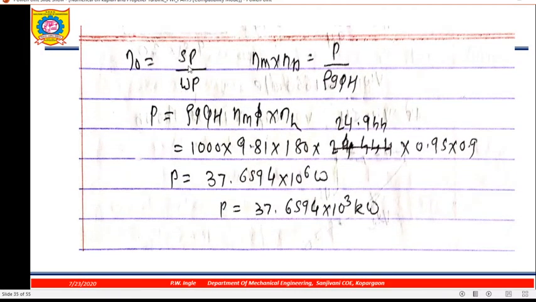Now overall efficiency is what? Shaft power upon water power, that is mechanical efficiency into hydraulic efficiency equal to P upon rho G QH. So P equal to rho G QH into mechanical efficiency into hydraulic efficiency. So the power you are getting is 37.6594 into 10 to the power 3 kilowatt. Okay.